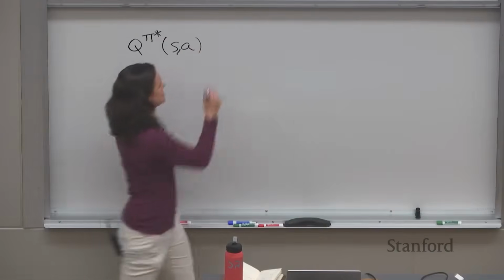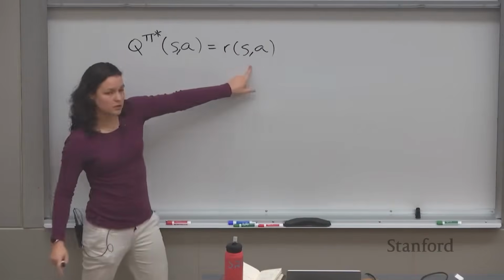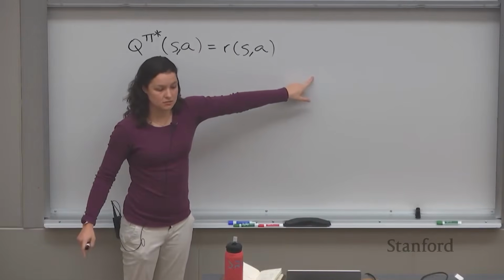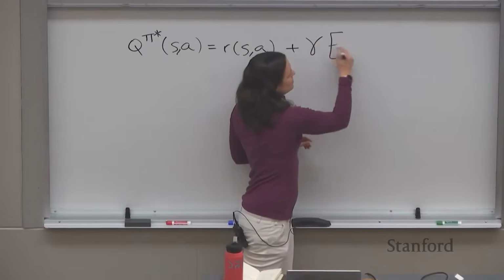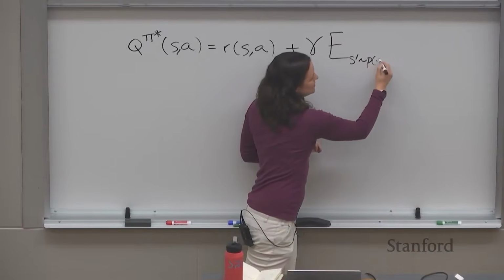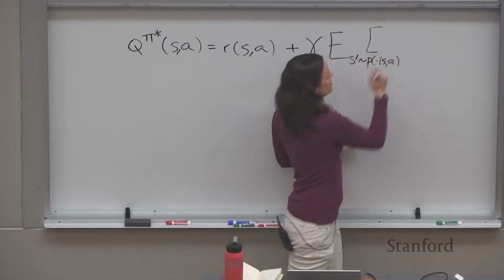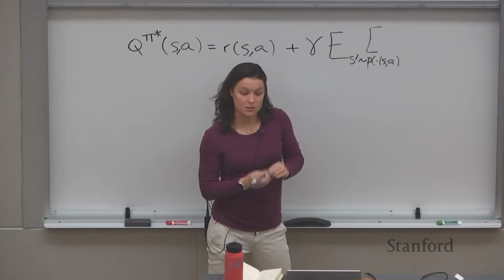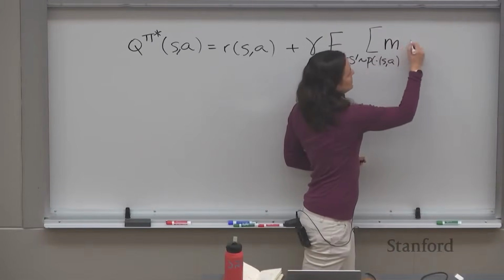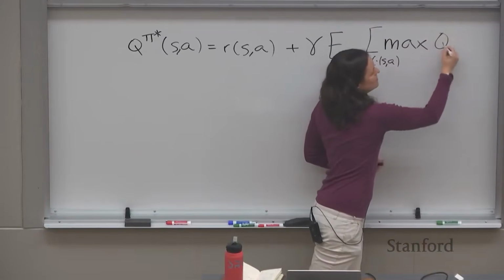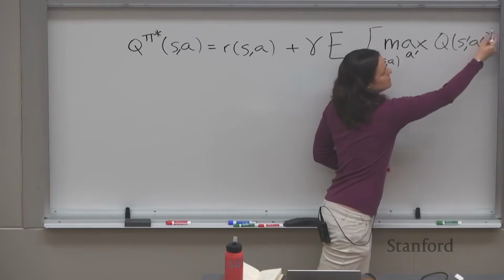So what that looks like is we're defining the Q function as the reward at the current time step plus the sum of future rewards. And for that sum of future rewards, we have some expectation over the next state that will happen. And then, because we know that the optimal policy is going to be taking the action that is maximizing the Q value, we can write this as the max of Q at the next state.